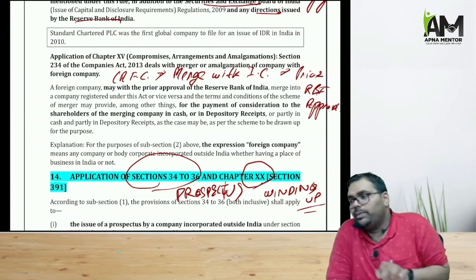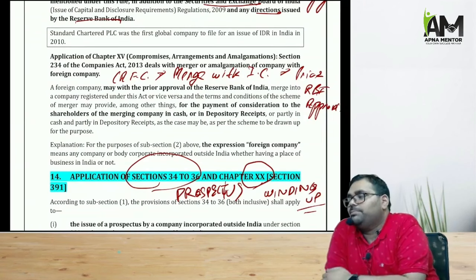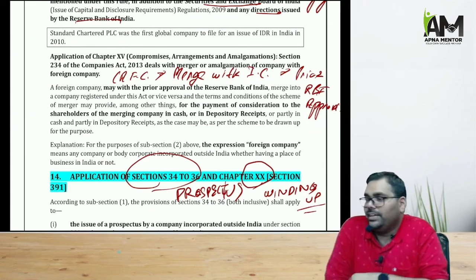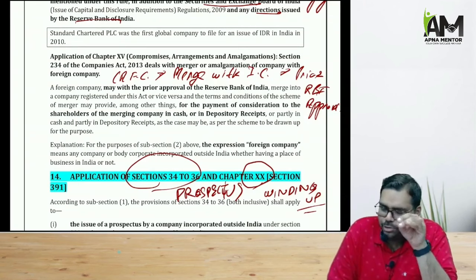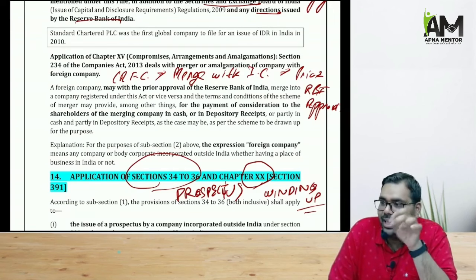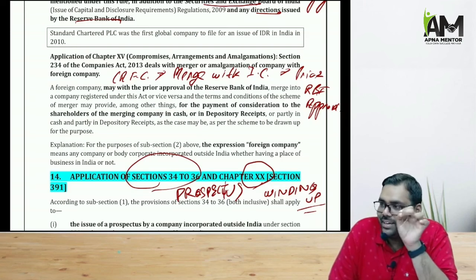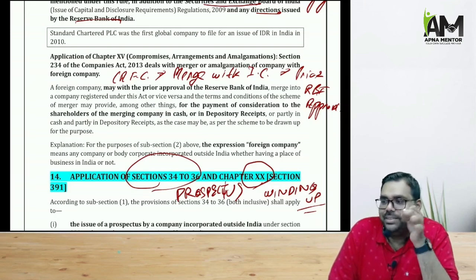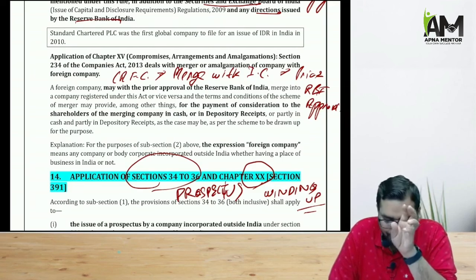So Firangi wants to marry Indian, mother's approval is needed. You know, when I used to teach the Banking Regulation Act in CA final, I always used to say RBI is the mother, CG is the father. So Firangi wants to marry Indian, mother's approval is needed. So a foreign company wants to amalgamate, merge with the Indian company, take prior approval of RBI.